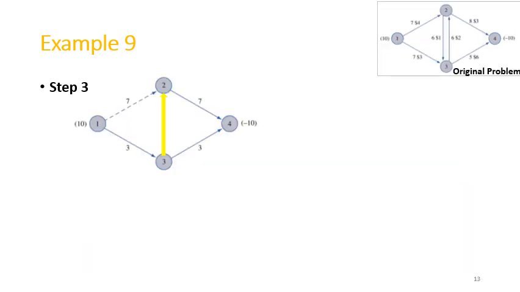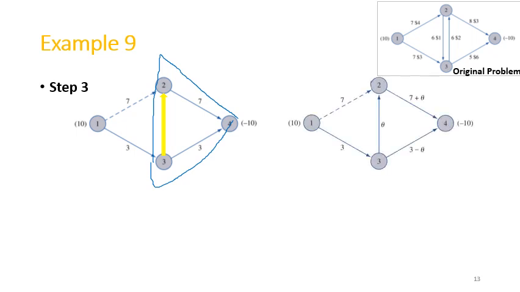So we want to introduce x32 from nothing to something. First, we try to identify a cycle: x32, and then x24, and then x34. It is a cycle. From that cycle, we say that we want to increase 3 to 2 by theta. As a consequence, this arc is also increased to 7 plus theta.